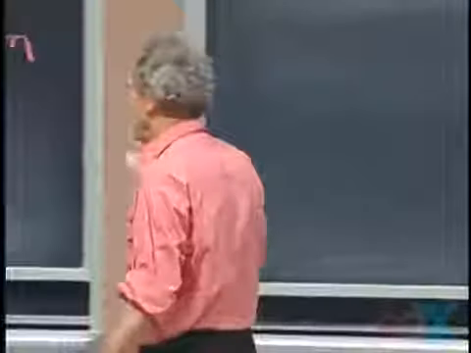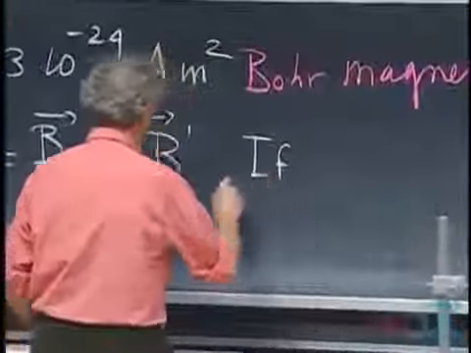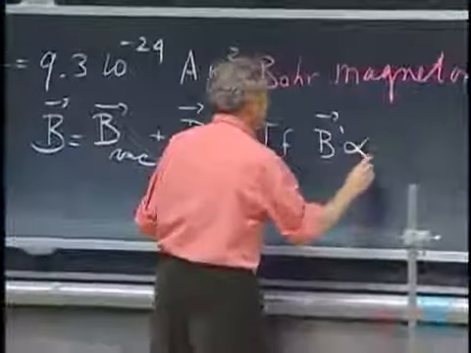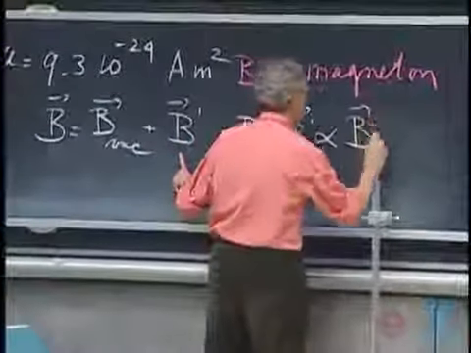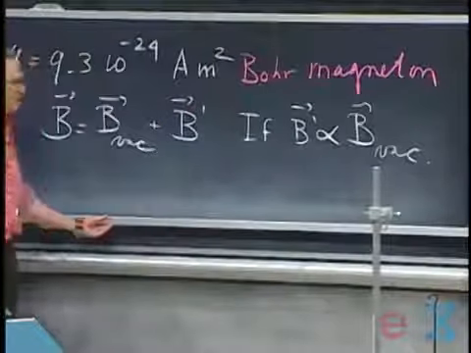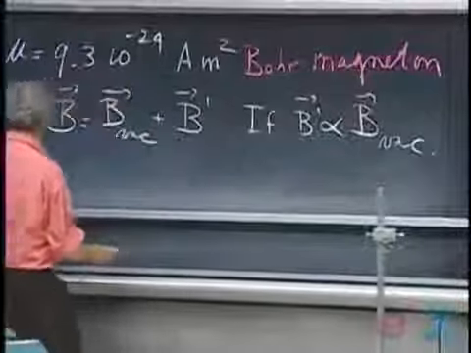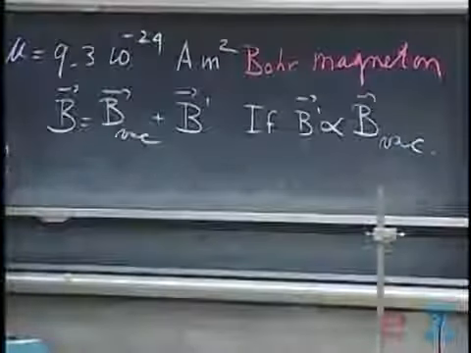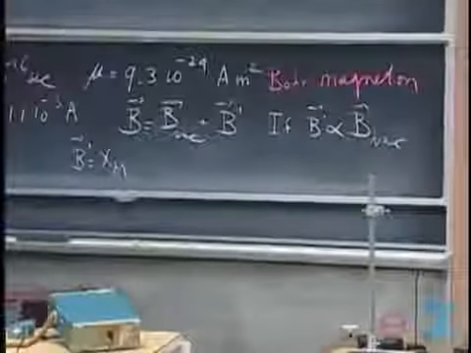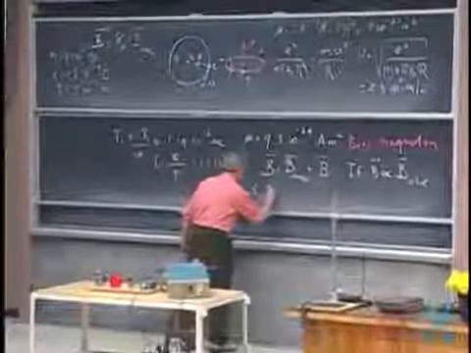If the temperature is low, it's easier to align them because there's less thermal agitation. If, and that's a big if, today you will see why it's a big if, B prime is linearly proportional to B vacuum, and today you will see that there are situations where that's not the case, then I can write down that B prime equals chi m, which we called last lecture the magnetic susceptibility, times B vacuum.